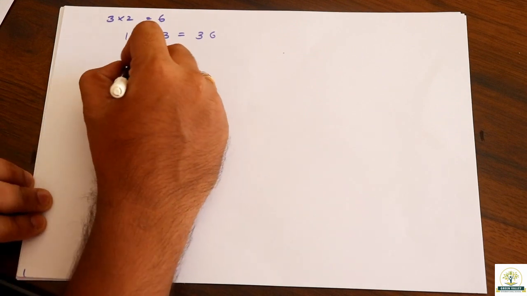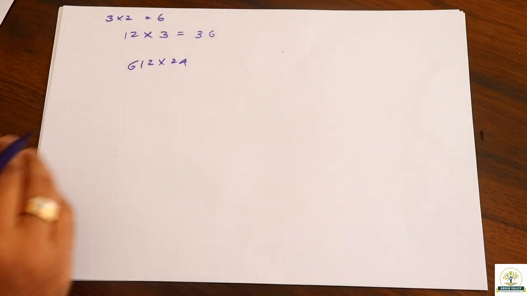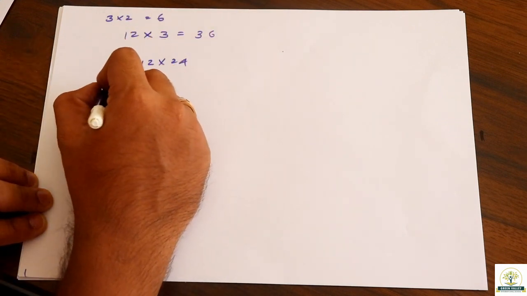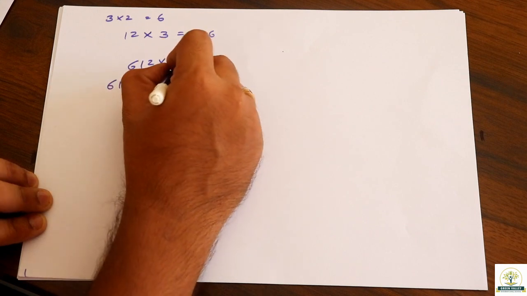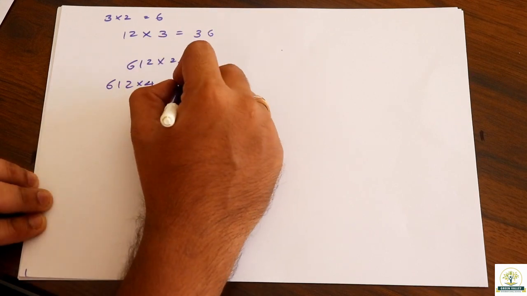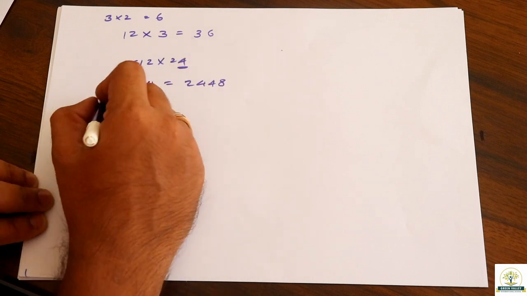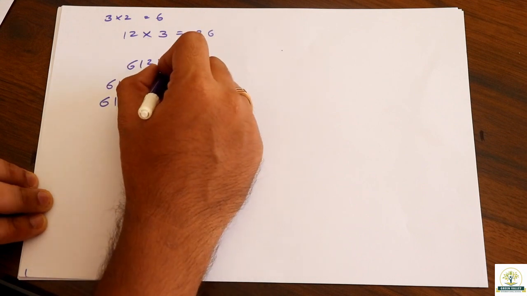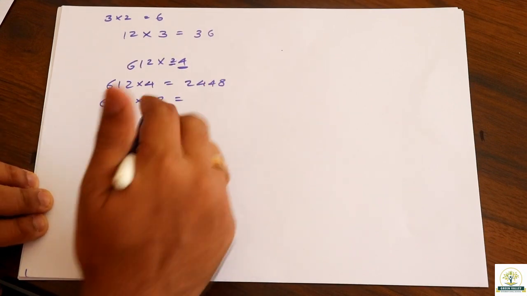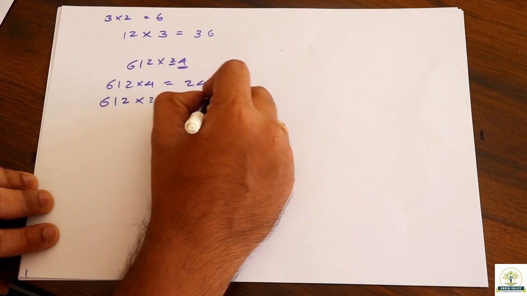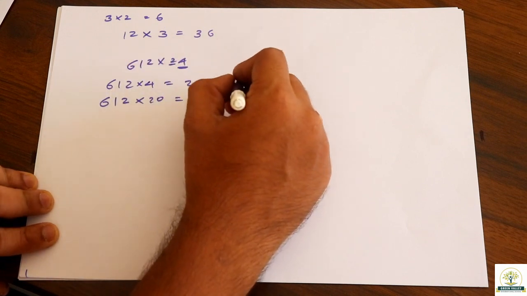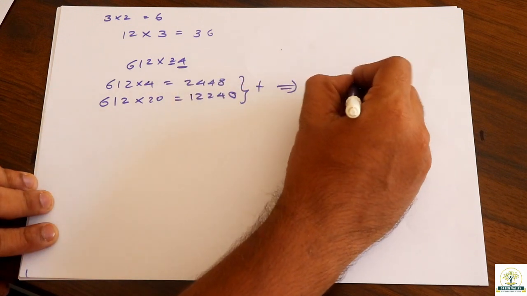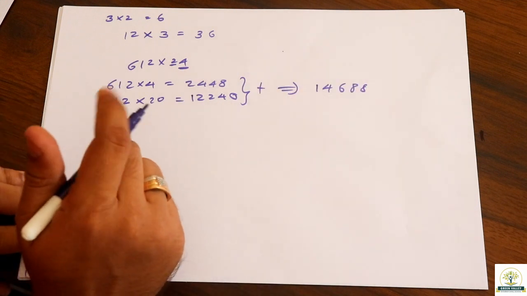Suppose I want to multiply 612 with 24. There is one approach: first I will multiply 612 with 4, that is this digit, that will give me 2448, and then I will multiply 612 with 20 because 2 is there. So the answer will be 12240, and I will add these two numbers and I will get the result as 14688. So that is one approach.